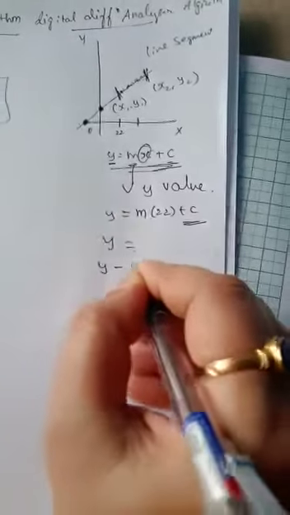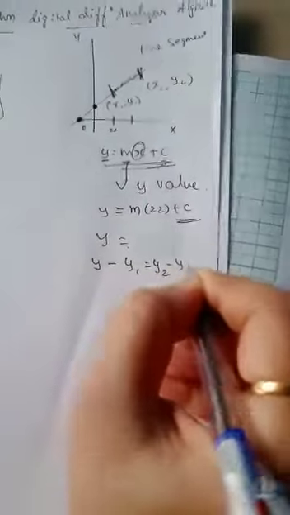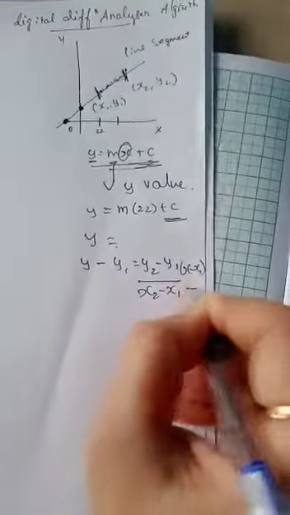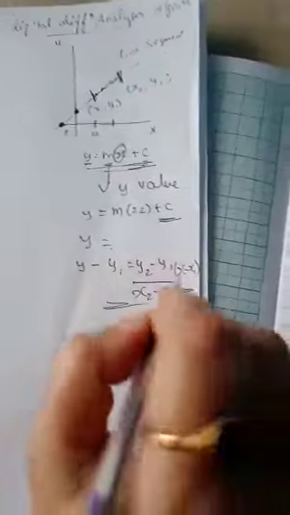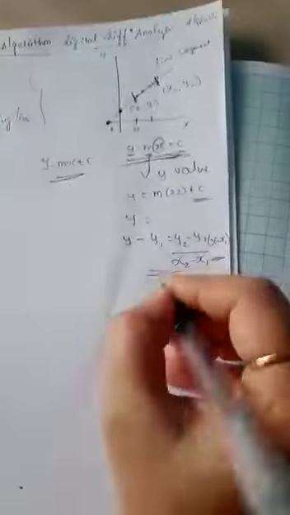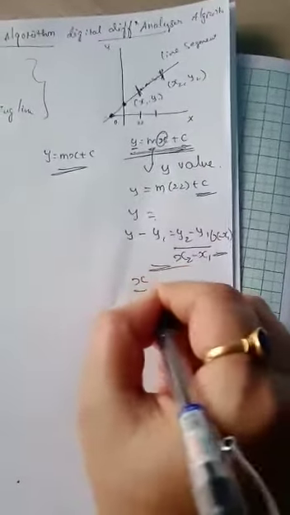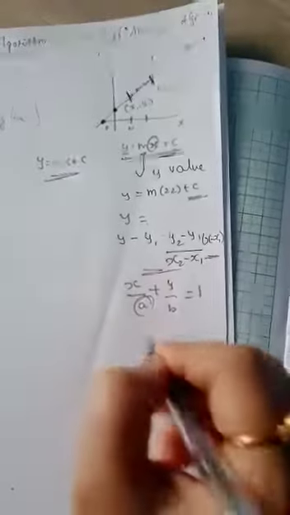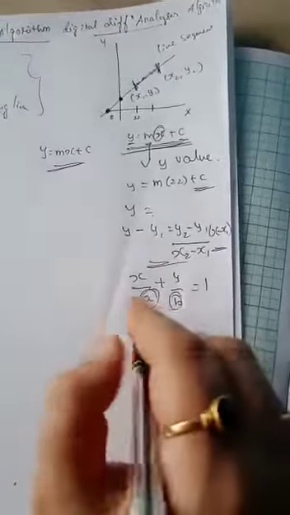If two end points are given, one more line equation is y minus y1 equals y2 minus y1 by x2 minus x1 into x minus x1. This is one more formula we use for the line segment, but in graphics we use only this formula, y is equal to mx plus c. Another line equation is x by a plus y by b is equal to 1, where a is called the x-intercept and b is called the y-intercept.